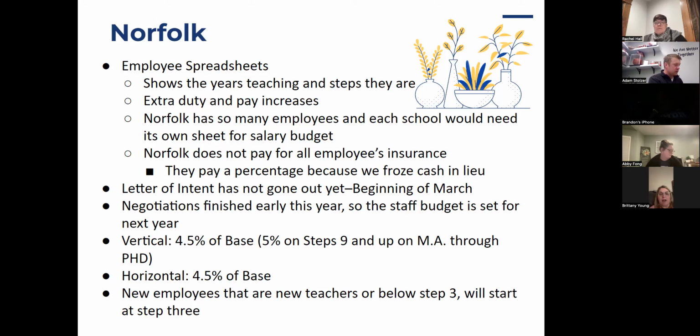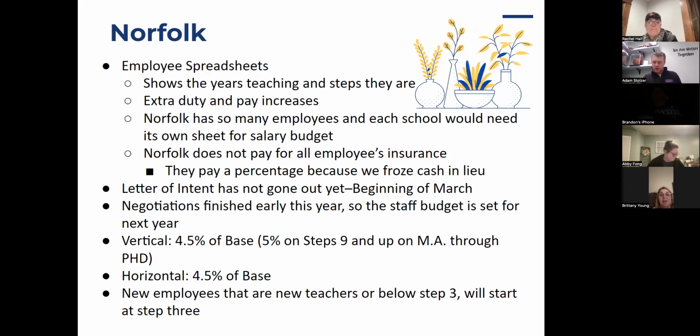So the letter of intent has not gone out yet. Usually they do that at the beginning of March. Negotiations actually finished early this year, so the staff budget is set for the next year. It's already up and going on the school website. And so our vertical is 4.5% at base, 5% on steps 9 and up to an MA through PhD.